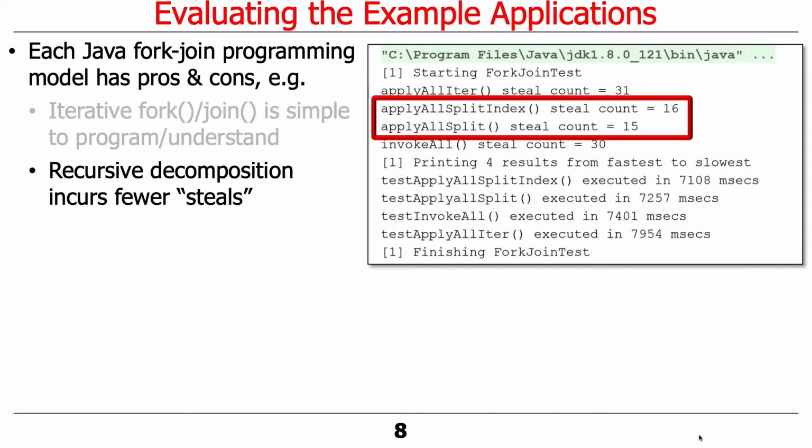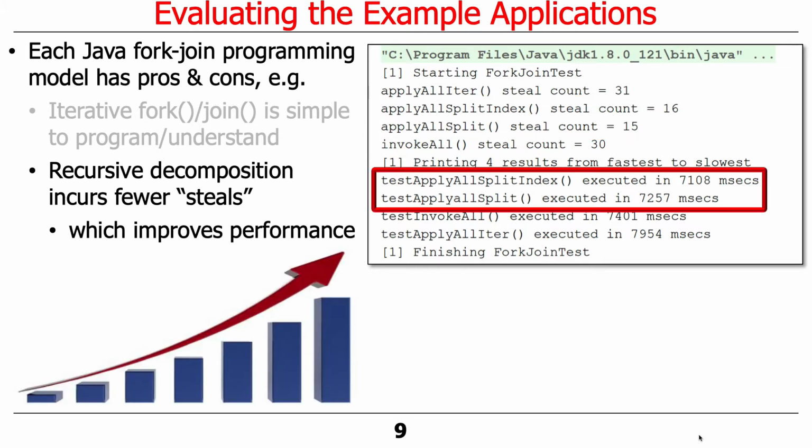In contrast, the recursive decomposition approaches, the apply all split index and apply all split methods, do many fewer steals, about half as many steals. And as a consequence of that, the performance is better. And you can also see here that test apply all split index, that's the one that passes the indices in as opposed to doing the sublists. That one is a little bit faster than apply all split, which is a little faster than, they're both faster than apply all iter.